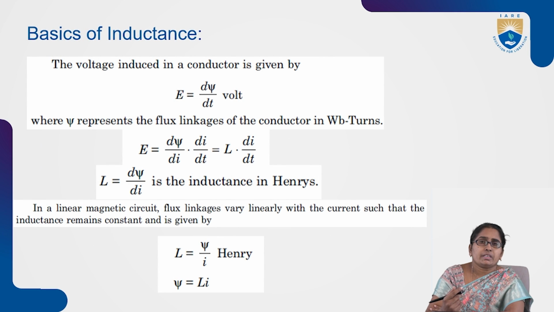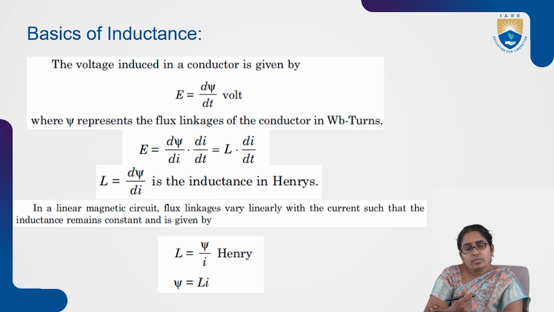So now, inductance. We enter into the calculation of inductance. For that, first know the basic definition of inductance. The voltage induced in a conductor is given by e = dψ/dt, where ψ means flux linkages. So it is the rate of change of flux linkages.